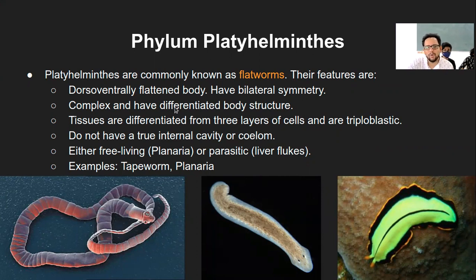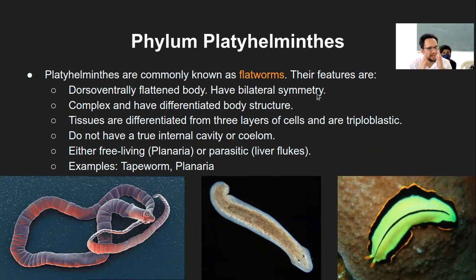So dorso-ventrally flattened body. Dorso-ventrally, does anyone know this word? Dorso means dorsal side, which is the back side. Ventral, that is the front side. So if we speak about the human being, the front side, that is the chest side, is our ventral side. And the back is the dorsal side. So dorso-ventrally flattened means from both sides, these flatworms have a flat body and they have bilateral symmetry.